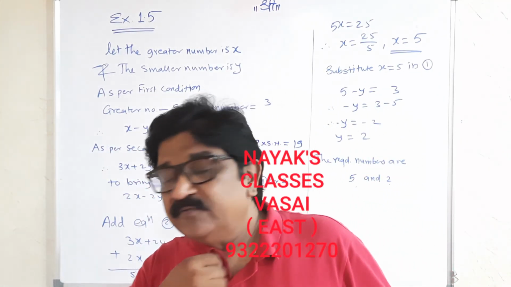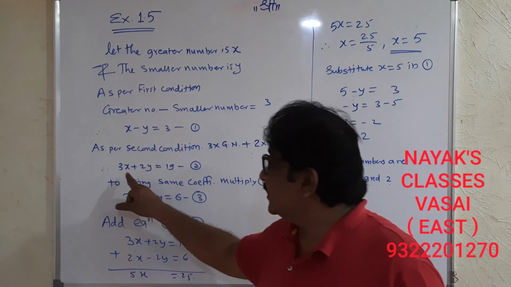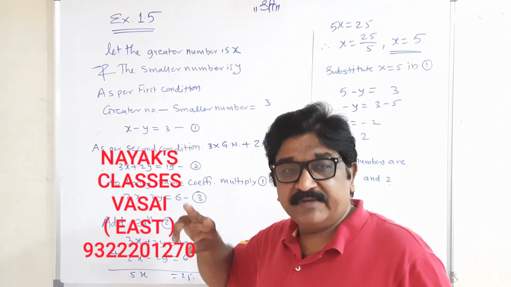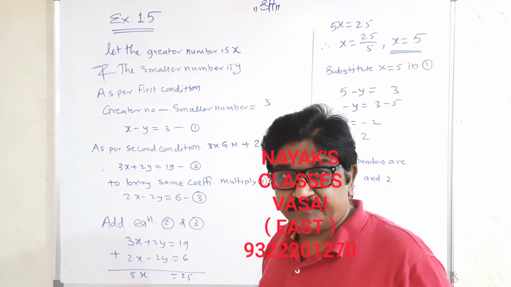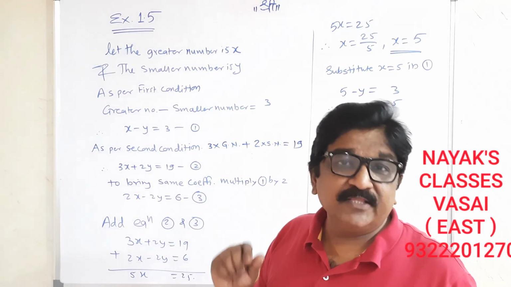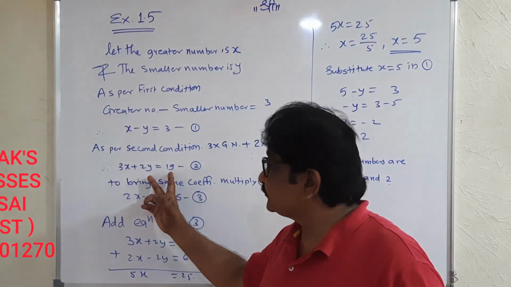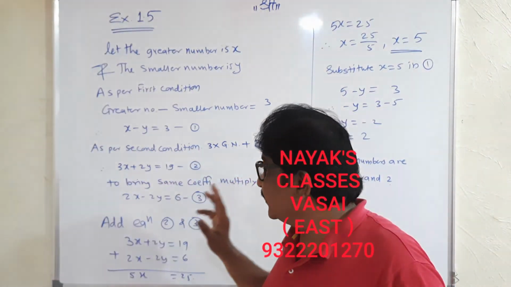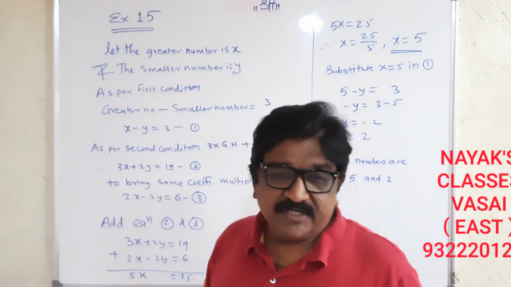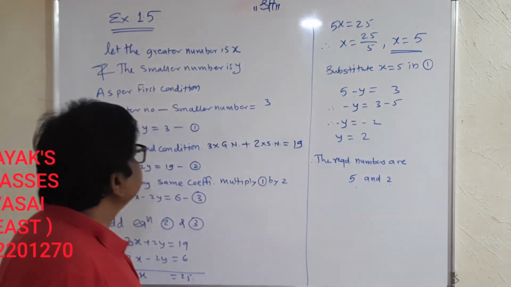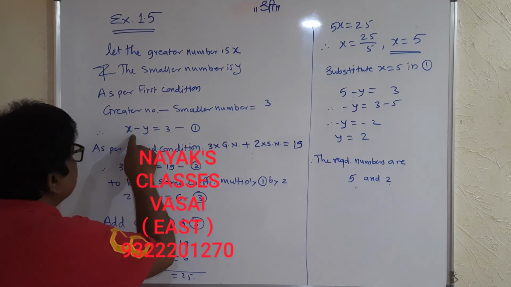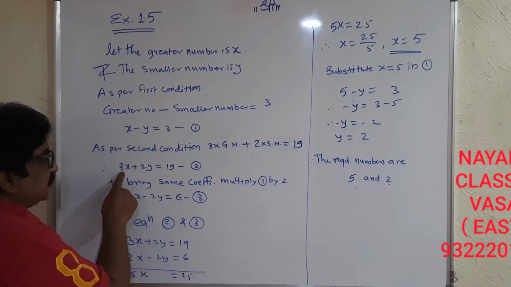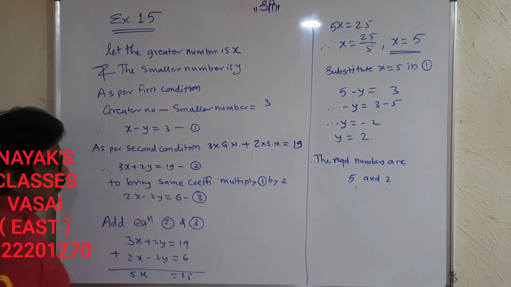Second condition, if we multiply greater number by 3 and smaller number by 2, they will become 3x and 2y. If we add them, you will get 3x plus 2y is equal to 19. Now you can check equation 1 and 2. Here coefficient is 1, minus 1, 3, 2.